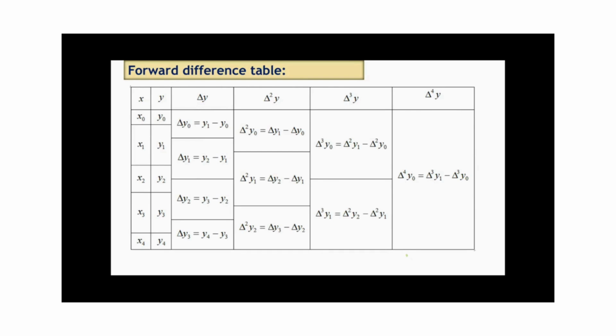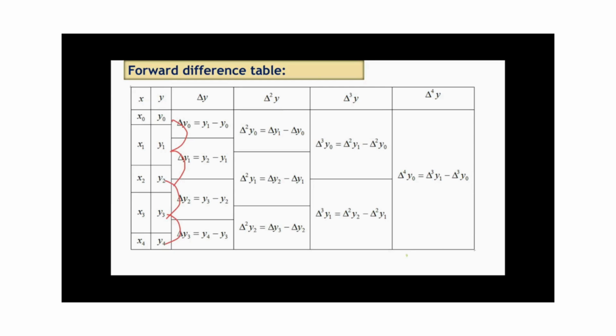So first we calculate the first forward difference. We subtract two consecutive y values. That is, delta y naught equal to y1 minus y naught, and the second one, delta y1 equal to y2 minus y1. Then delta y2 equal to y3 minus y2. Delta y3 equal to y4 minus y3. So each difference is obtained by subtracting the previous y value from the next y value.